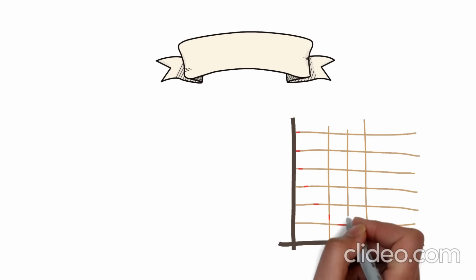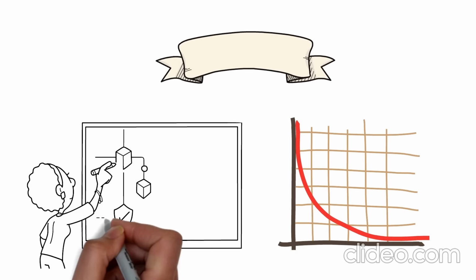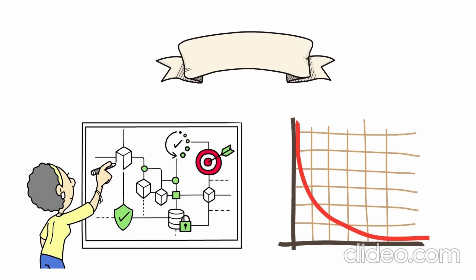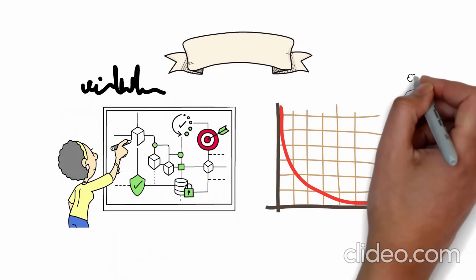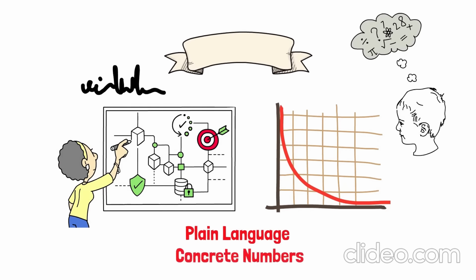Write the takeaway as your title. Retention drops after week 2. Use callouts, arrows, and short notes to show the proof. If the slide can't stand alone, rewrite it. Replace jargon with plain language and concrete numbers.